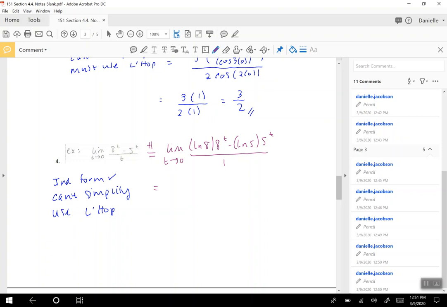If I run the 0 through, I'd get ln of 8 times 8 to the 0 minus ln of 5 times 5 to the 0. And of course the 1 just stays down there. I don't really need to write it. 8 to the 0 is just 1, so I'm left with a natural log of 8 minus 5 to the 0 is also 1, so minus ln of 5, and that would be my final answer. On this one, again, L'Hopital's was our only really good option. We could probably plug stuff into the calculator and try to see what happens, but this is a much more concise, efficient way, so this is definitely the stronger method.